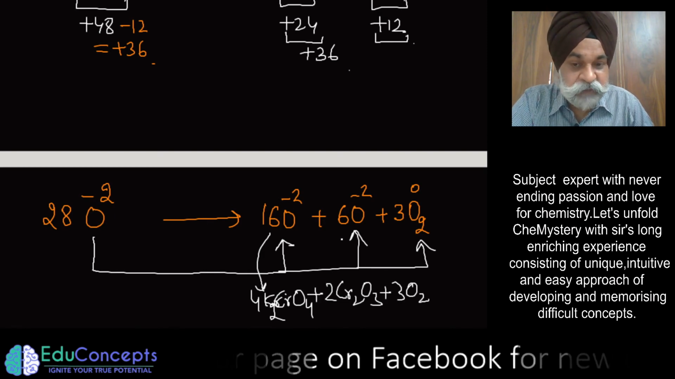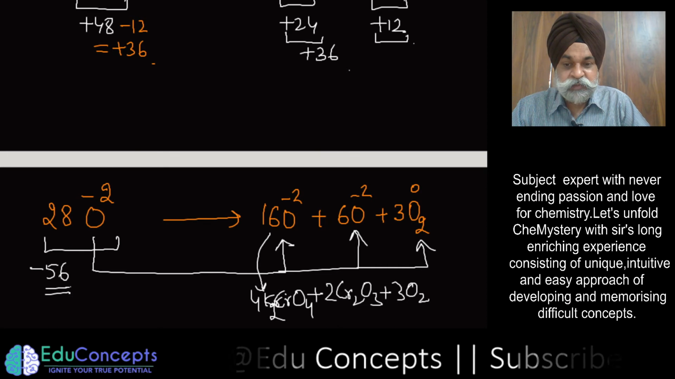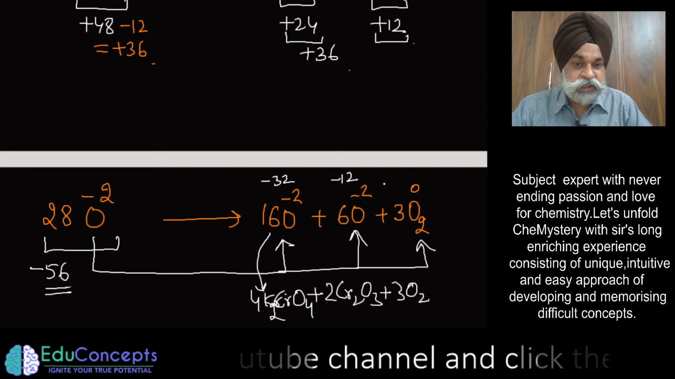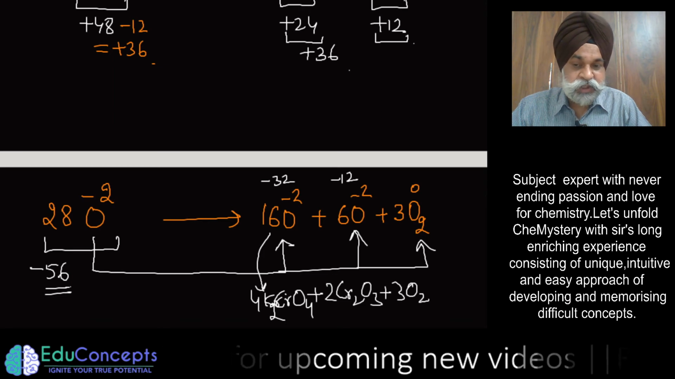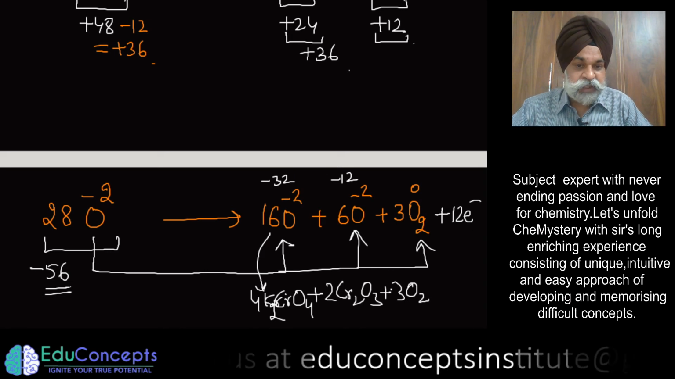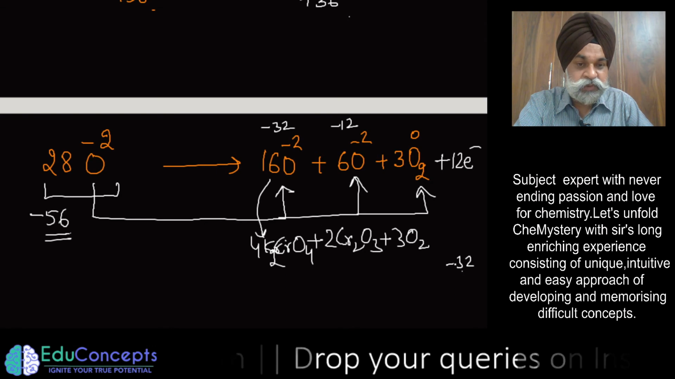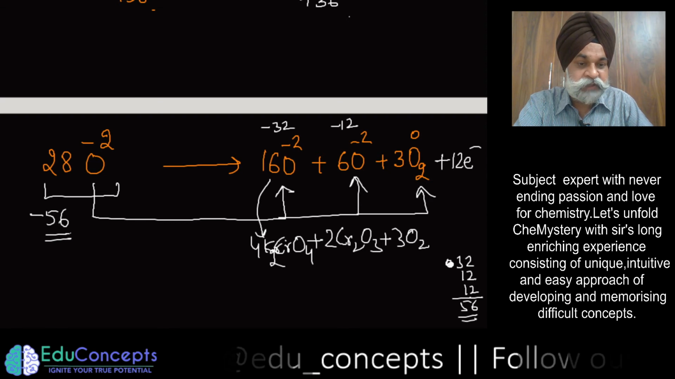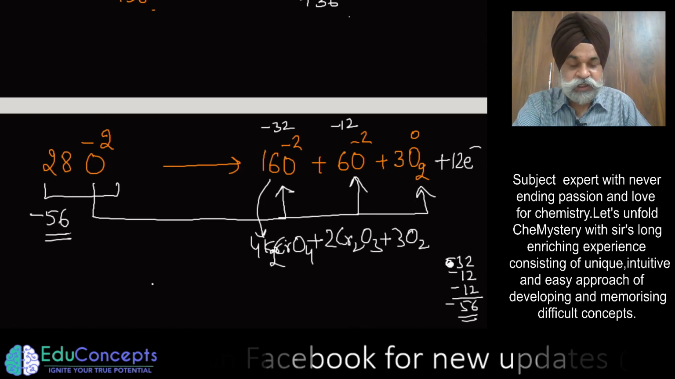So now if you have to balance it, what basically you have on this side is -56 charge. On this side you have -32, -12, and this is 0. So it is -44. So minus 44 has to be equated to minus 56. So I have to place 12 electrons here. So if I place 12 electrons, what I should get here is minus 32. So this 32, 32, 12, 12, this becomes minus 56. So all of these are to be added, so you get minus 56. So this is perfectly balanced.